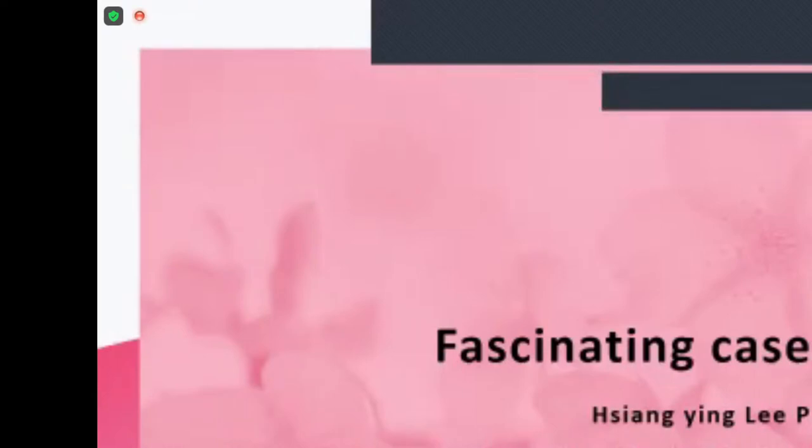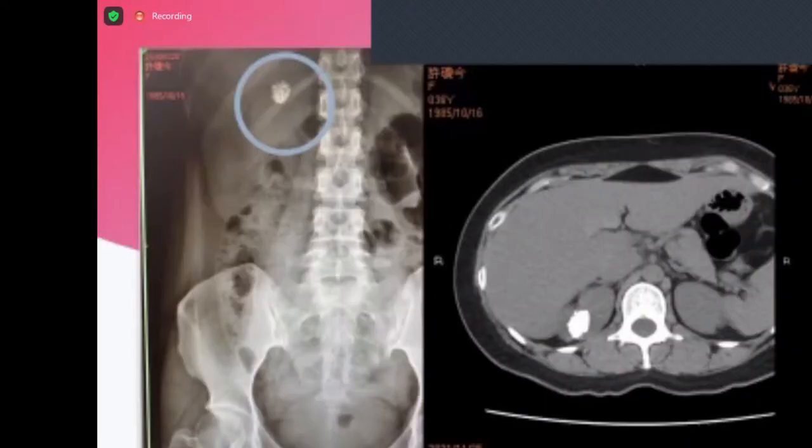Hello, everyone. Here I'm sharing some interesting cases in RIRS. The first two cases are about renal diverticular stones. This is a 35-year-old female. She complained of intermittent right flank pain for many years. When she first came to my consultation, we could see the stone over there.